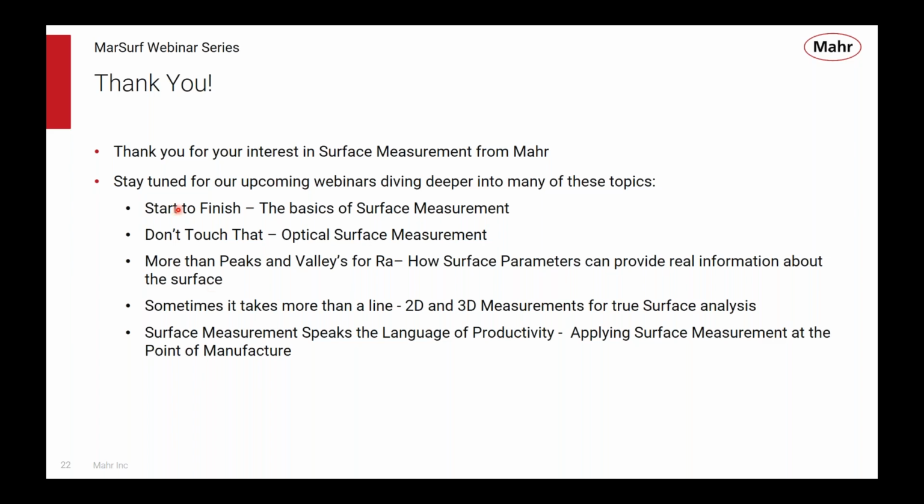As I said, we will touch on typical surface finish measurement, how we do it, why we do it, what the parameters and filtering are. We'll look in depth at optical surface measurements. We'll look at other parameters besides Ra. And in the fourth episode, we'll look at 2D versus 3D parameters. And the fifth episode, we'll finally look at some of our solutions for measuring right in the manufacturing.